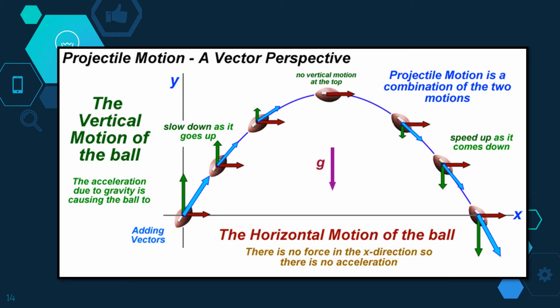Then I have here the illustration of a projectile motion in a vector perspective. As you can see here, we have the y-axis, which represents the vertical motion, and we also have the x-axis, which represents the horizontal motion. The g here represents the acceleration due to gravity. So as you can see, this particular object follows a curved path, which is known as the trajectory. And there is a vertical and horizontal motion, making it a projectile object or a projectile motion.